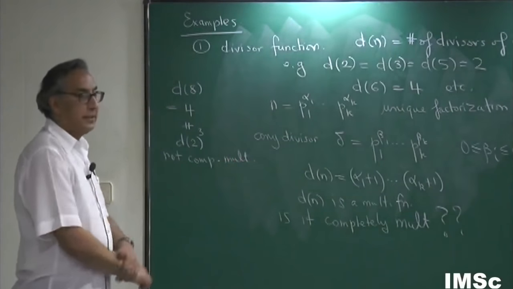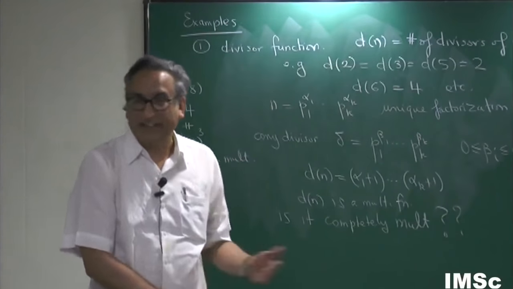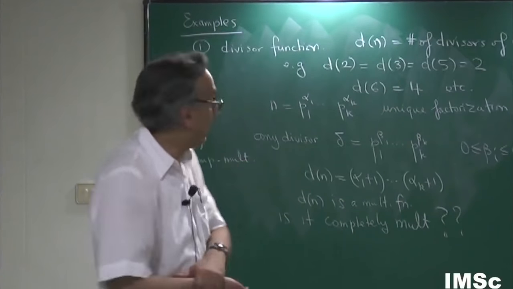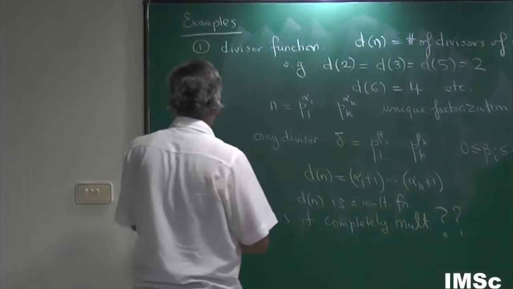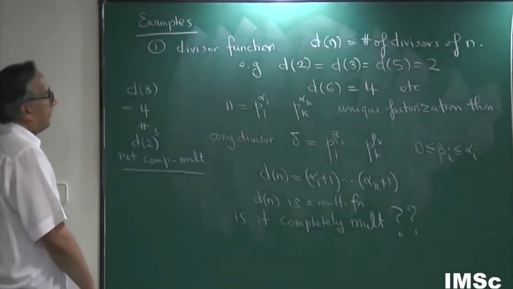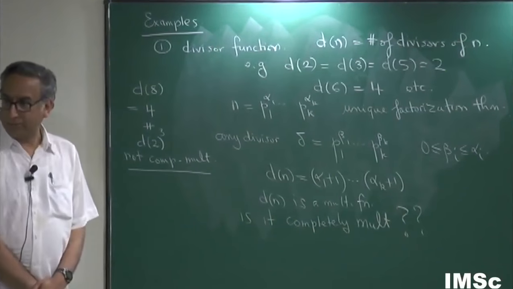Actually, we could have taken d of 4 also. d of 4 is what, 3, right? So it's not completely multiplicative. It's a multiplicative function, and so this is our first example of an arithmetical function.